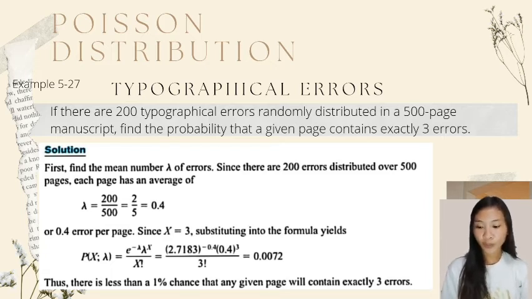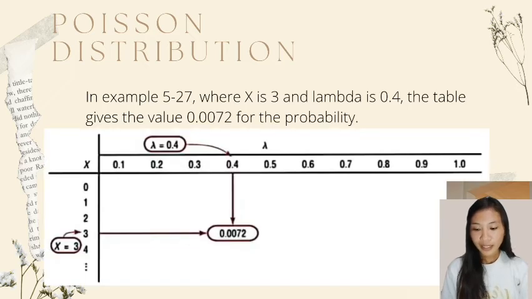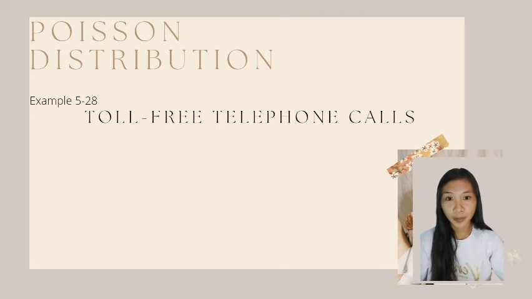Since the mathematics involved in computing Poisson probabilities is somewhat complicated, tables have been compiled for these probabilities. So, in the example, where x is 3 and lambda is 0.4, the table gives the value 0.0072 for the probability. In continuation to the Poisson distribution, we have another example, which is the toll-free telephone calls.